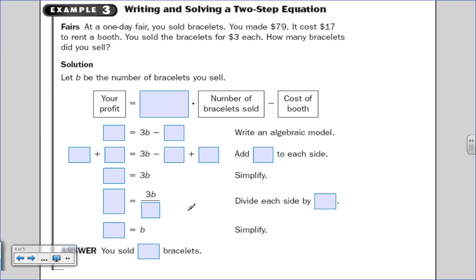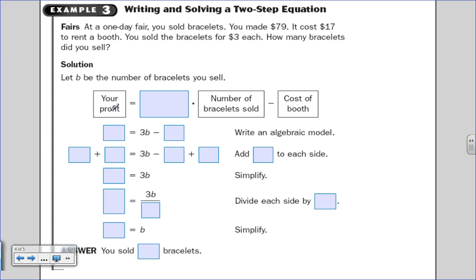Okay, last page of your note packet here. This is kind of like the first problem. One day at a fair, you sold bracelets. You made $79, and it cost $17 for the booth. You sold the bracelets for $3 each. How many did you sell?